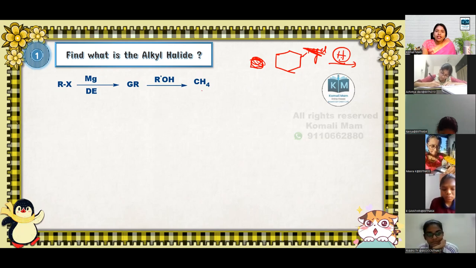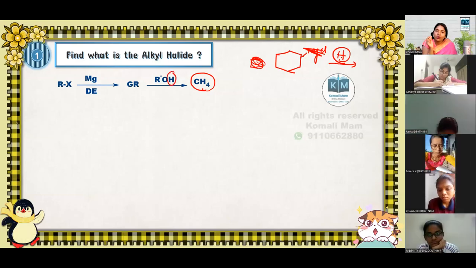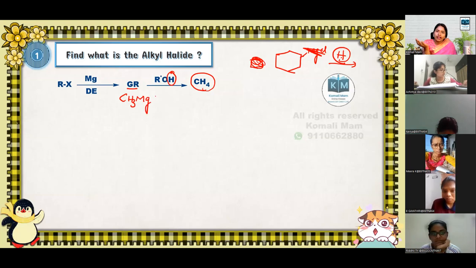They're asking you. See, our product is methane. Methane, you are treating with alcohol. What is the function of alcohol? Alcohol gives only acidic hydrogen. That's it, no? So, which Grignard reagent can it be? Some CH3 Mg X. This Grignard reagent, can you imagine it? How did I write this one?